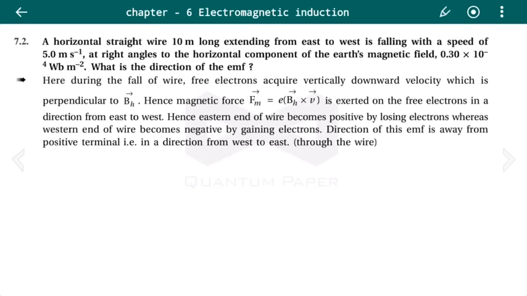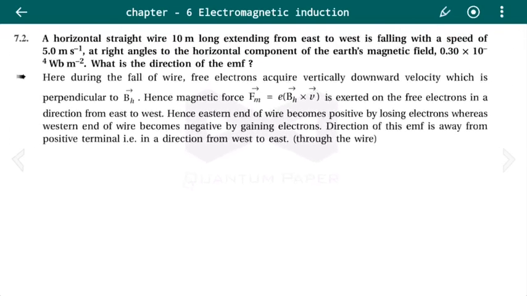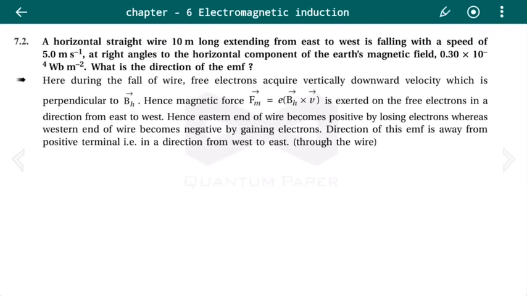That means all the electrons will be going towards the west side and the east will become positive. So the eastern end of the wire becomes positive by losing electrons, whereas the western end of the wire becomes negative by gaining electrons. The direction of EMF is away from the positive terminal. So we can say that the direction of the EMF is from west to east. So students, you may note down this numerical.